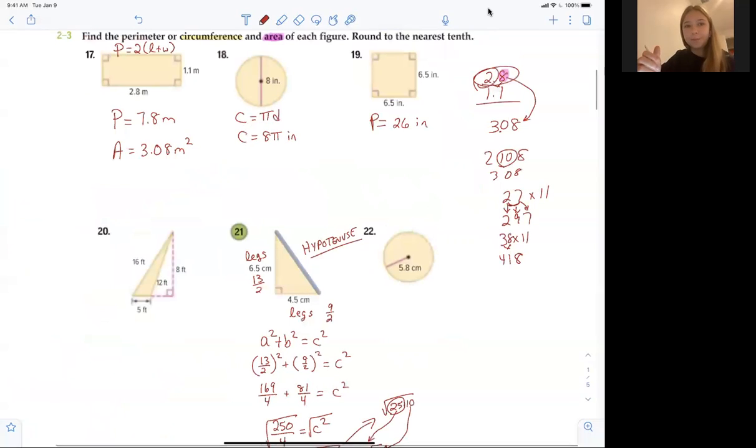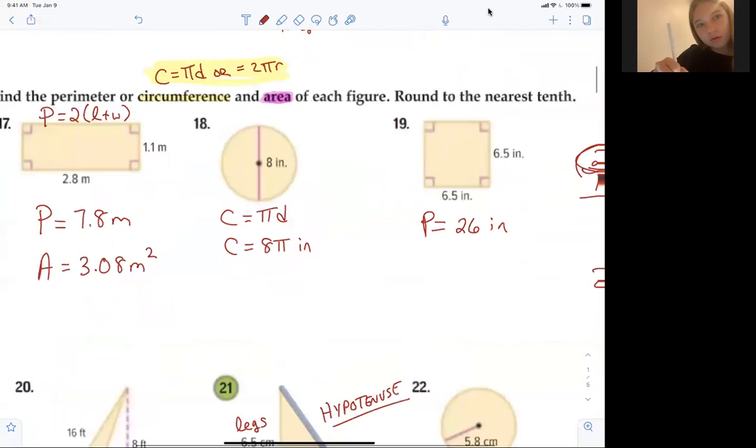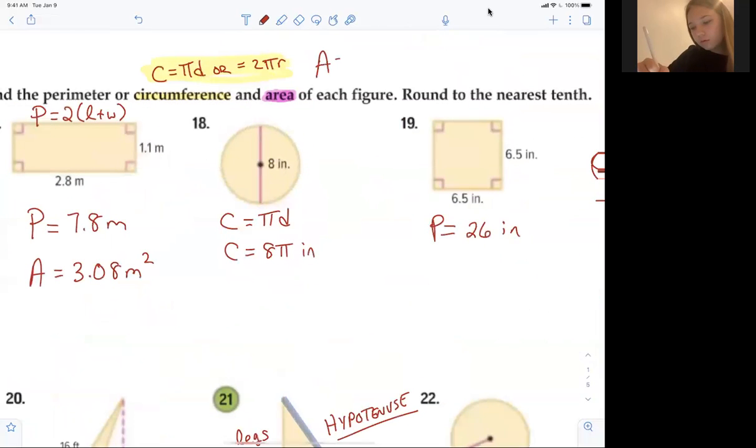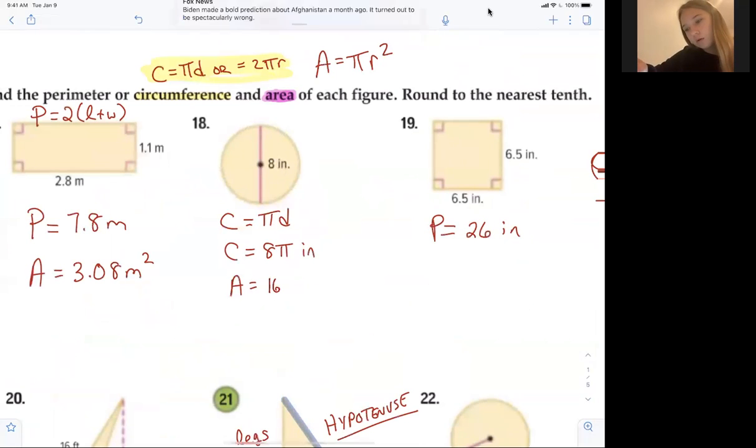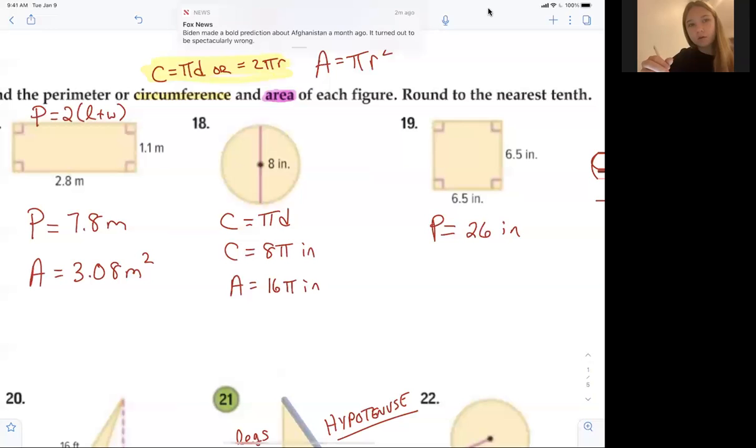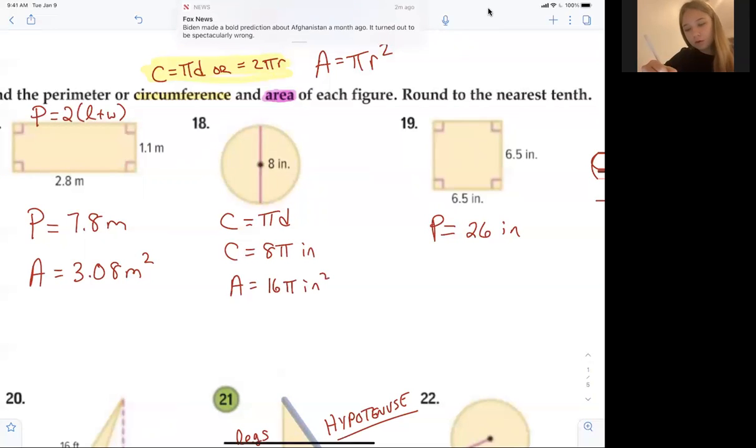All right, now let's look at number 18. The area of a circle was what you guys were trying to tell me. What's the formula for area of a circle? Pi r squared. Yes. Now what's the radius? 4. 4 squared is 16. So now I'm at 16 pi inches squared. Everybody okay with that?